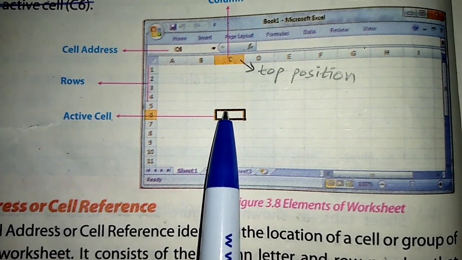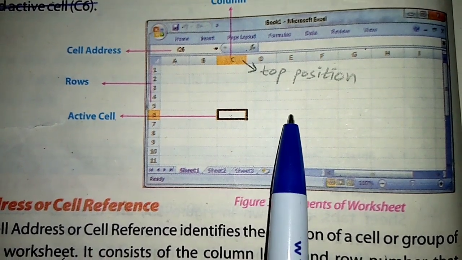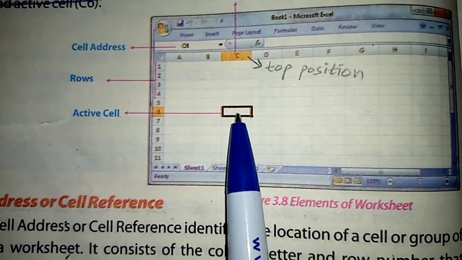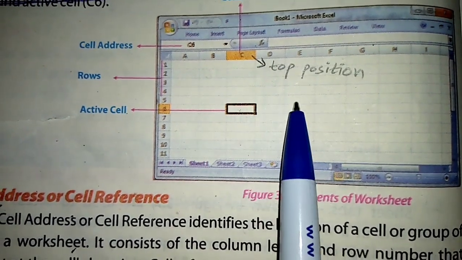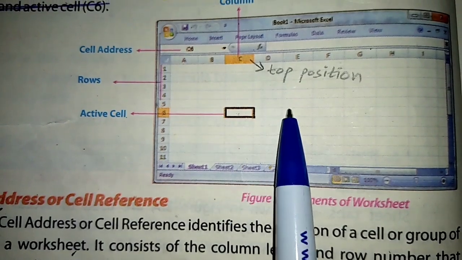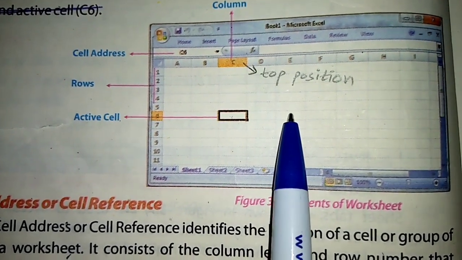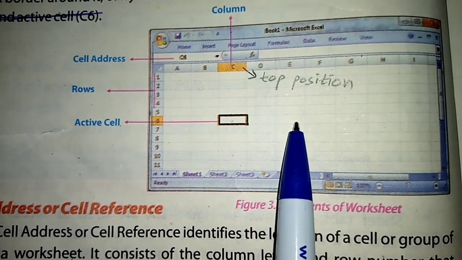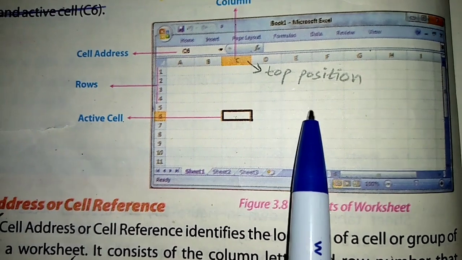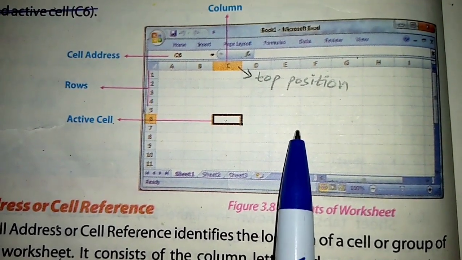For example, if we have entered the data in the cell C6 and we want to perform the calculations in the cell E6 using the data value stored in the cell C6. Instead of writing the data value of the cell C6, we simply write the reference or address of the cell C6 in the cell E6 in order to perform calculations. That's why cell addresses or cell references are useful in formulas to perform different calculations.